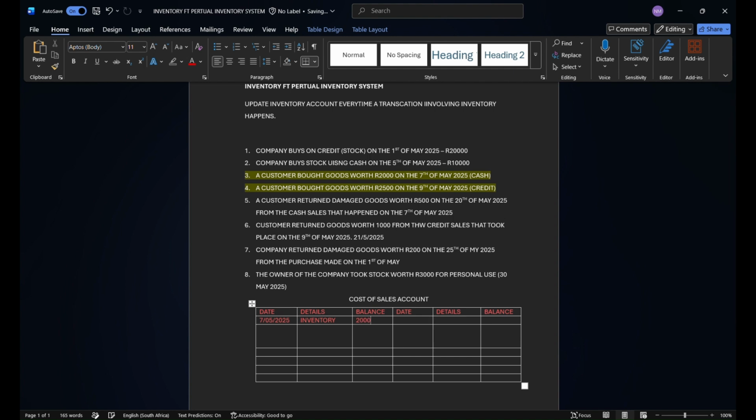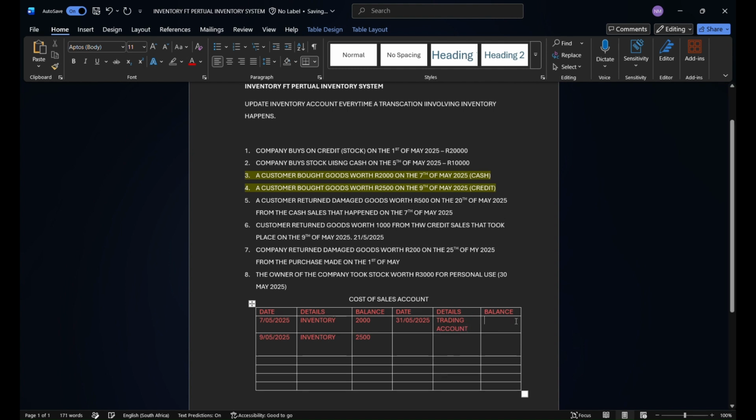Then number 4, the customer bought goods worth 2,500 on the 9th of May 2025, credit. Date, you're going to have the 9th of May 2025, and then under details, you're also going to have inventory again. 2,500. And then you close it off on the last day, which is the 31st of May 2025, and then you close it under the trading account, which is going to be 4,500.